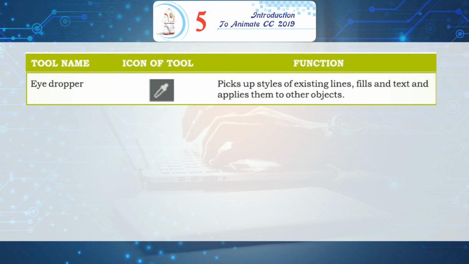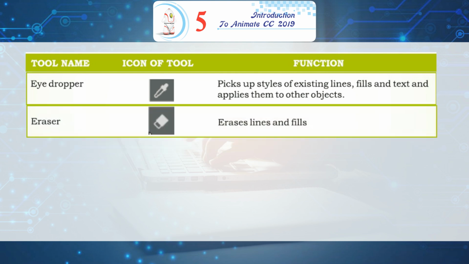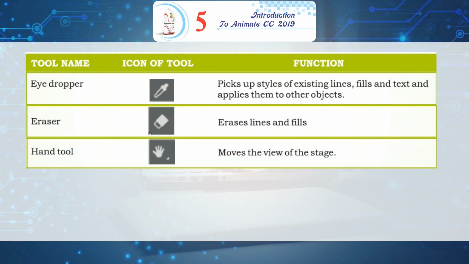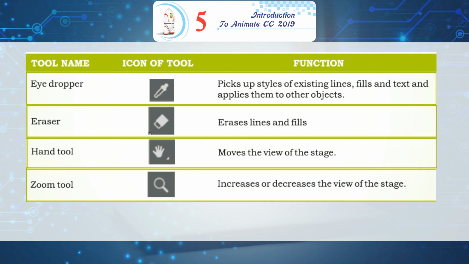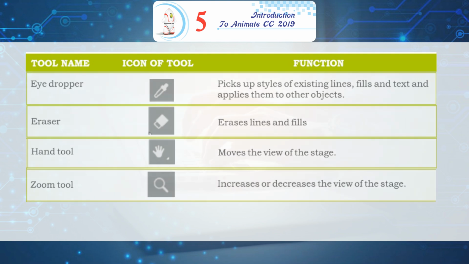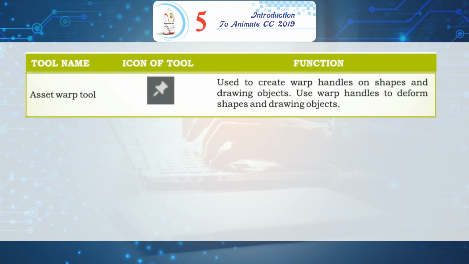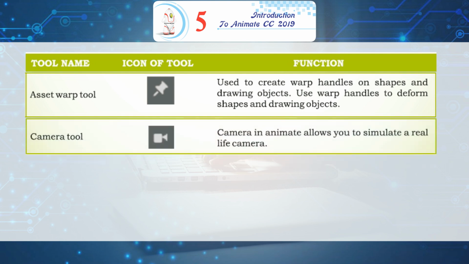Eyedropper picks up styles of existing lines, fills and text, and applies them to other objects. Eraser erases lines and fills. Hand tool moves the view of the stage. Zoom tool increases or decreases the view of the stage. Asset warp tool is used to create warp handles on shapes and drawing objects. Use warp handles to deform shapes and drawing objects.